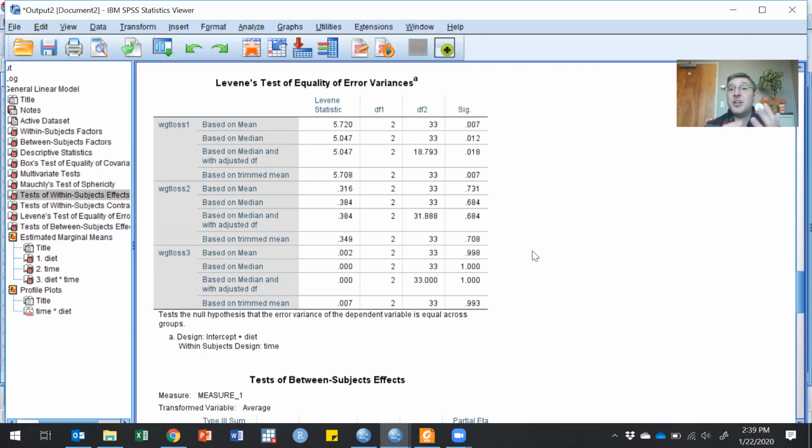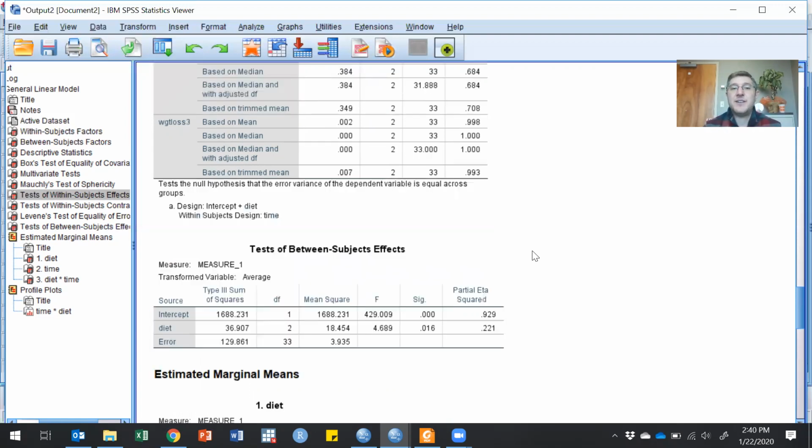Violation. We could either mention it in the write-up, use a more stringent alpha level, or if we're very concerned about it, we might have to just change the type of test that we're doing.